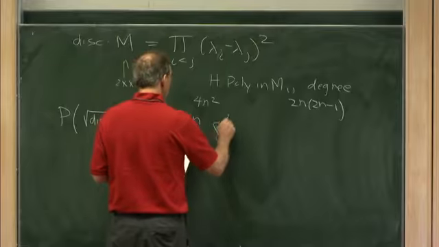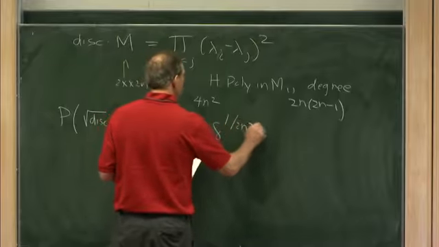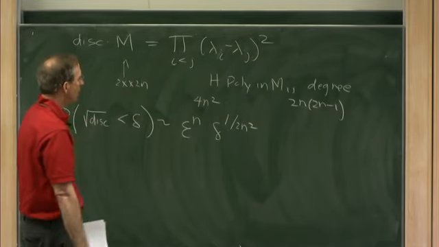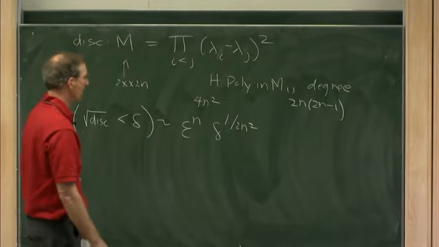And then we have delta to the 1 over n, 2n squared. Coming from the fact this is squared, we took the square root, so instead of 4n squared, it's 2n squared.